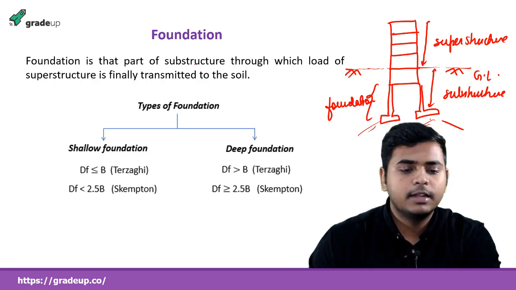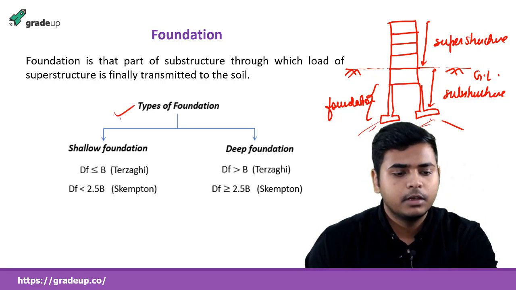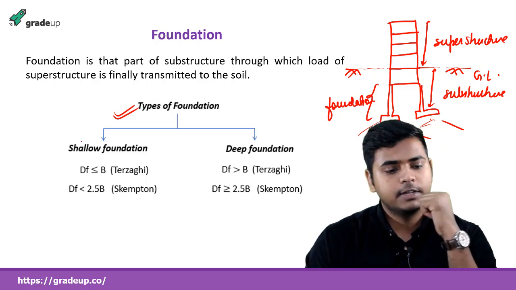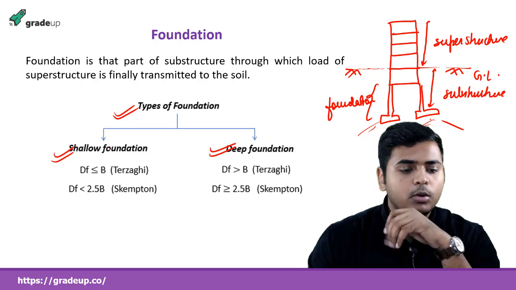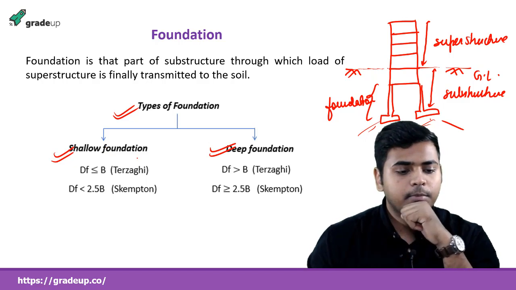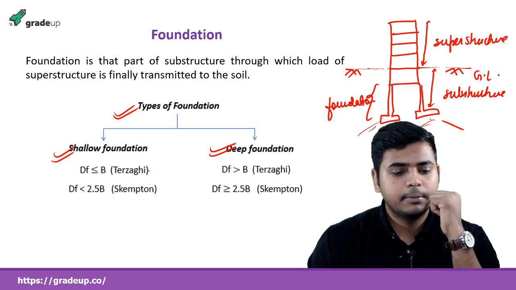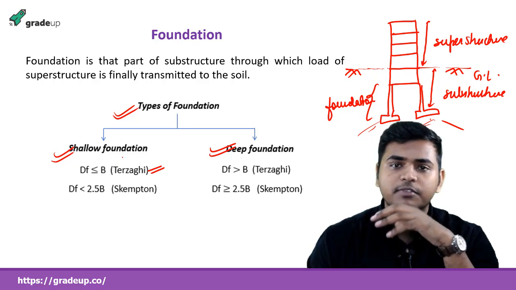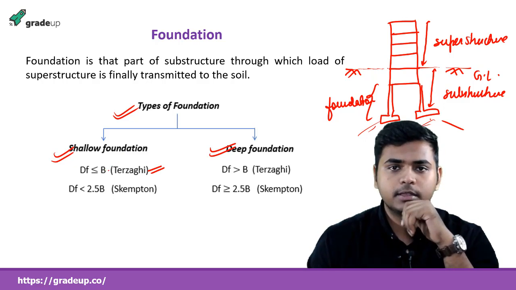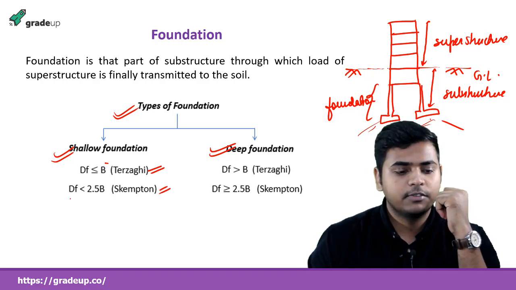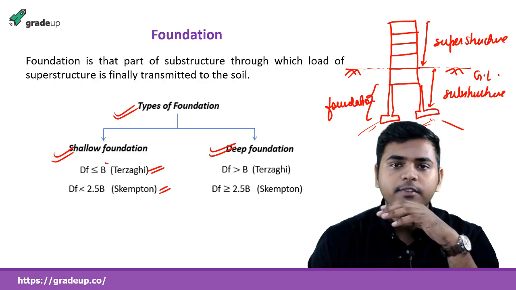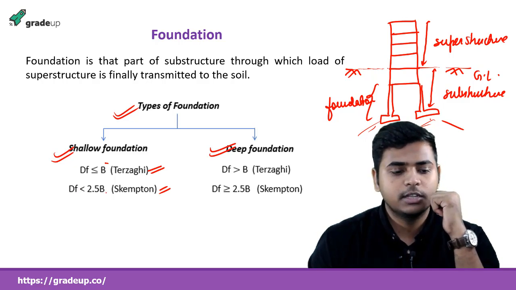So let's see the types of foundation then. There are two types basically. First is the shallow foundation and the second is the deep foundation. Now this shallow foundation, it may be defined both by Terzaghi and Skempton. According to Terzaghi, if depth of foundation is less than breadth of foundation, then it is considered as shallow foundation. And according to Skempton, if depth of foundation is less than 2.5 times of width of foundation, it is a shallow foundation.